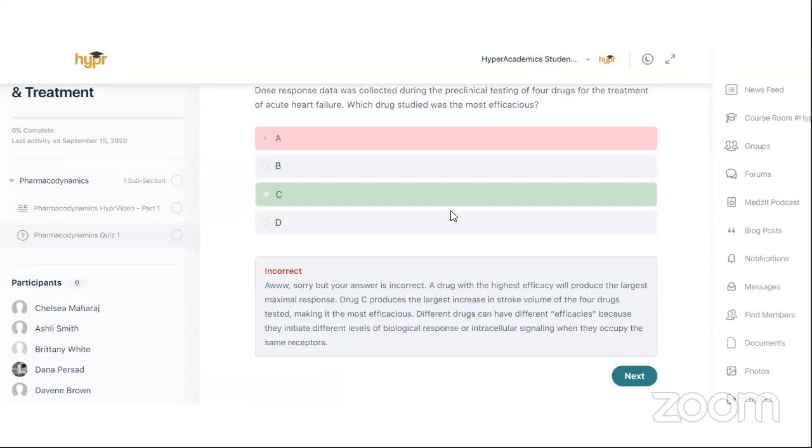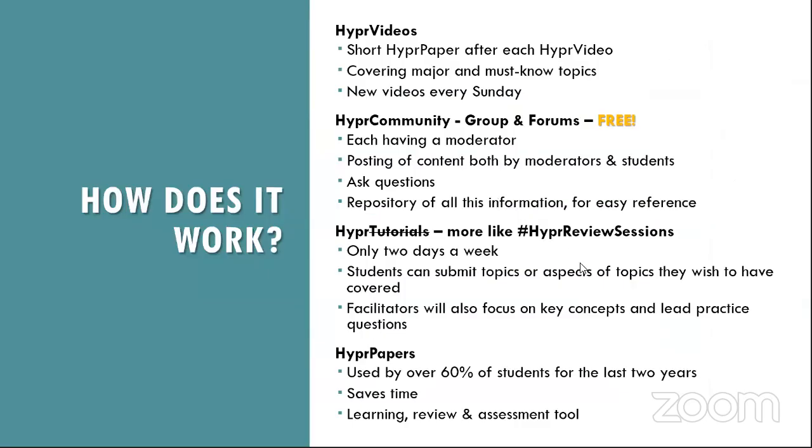As you can see there, even after this session, you may go onto the platform and view the hyper video for pharmacodynamics. I think you have that lecture on Saturday, and you do this quiz. As you do it, you'll be able to see whether your answer was correct or incorrect, and you get an explanation of why. That is the kind of resource that we're presenting to you, and we know that you will find it beneficial.